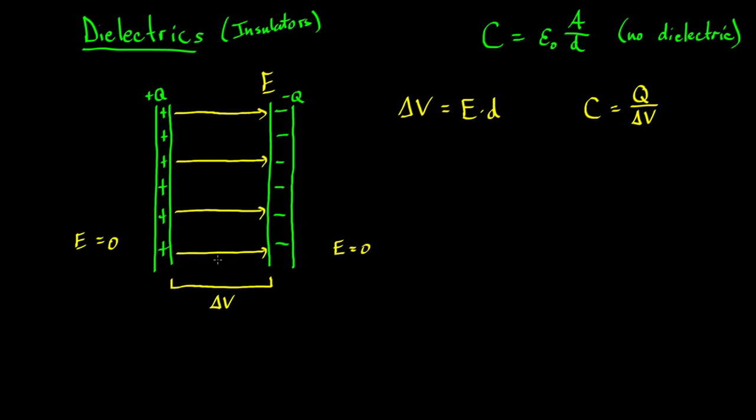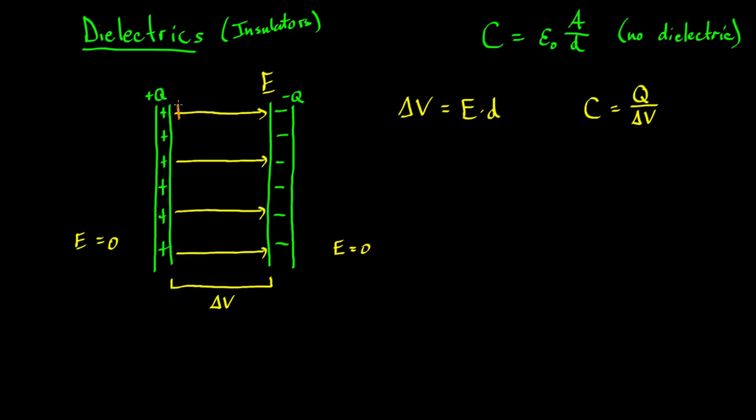So this is with an air gap, or a vacuum, we would say. Then we know that the capacitance is epsilon naught, the permittivity of free space, times the area over the distance between the plates. If we increase the area, we increase the capacitance, and if we decrease the distance between the plates, we also increase the capacitance. But now we're going to look at what happens when we insert a dielectric.